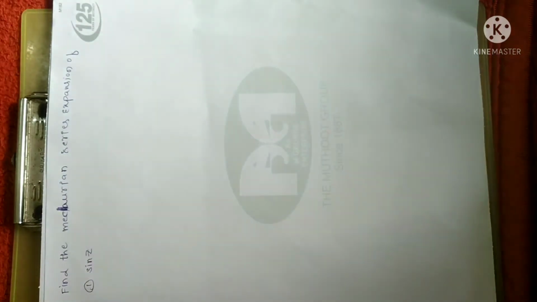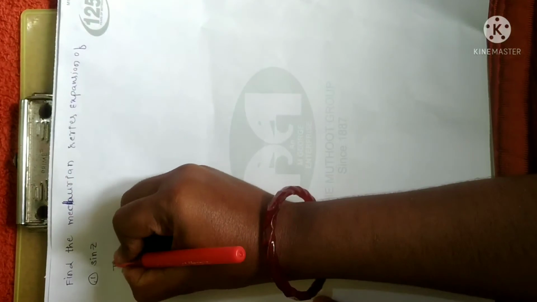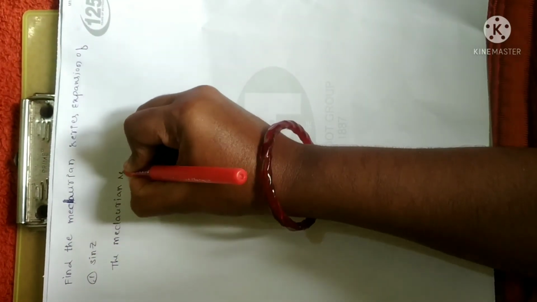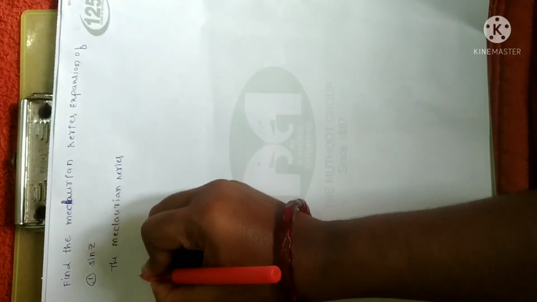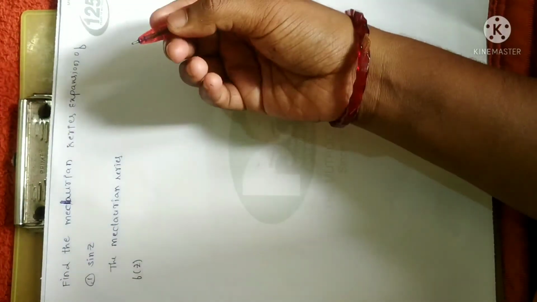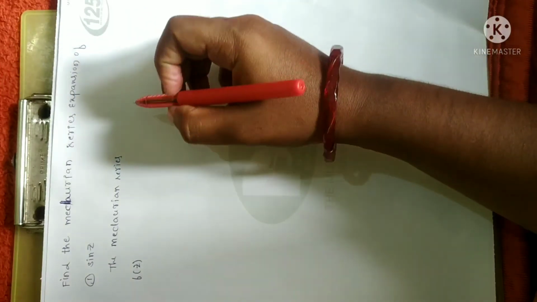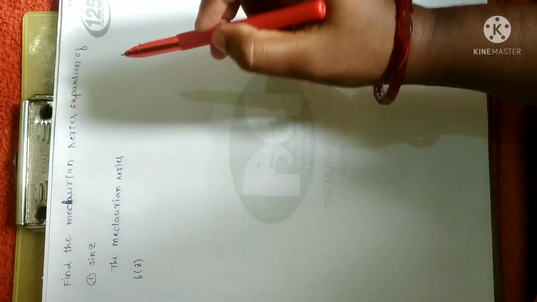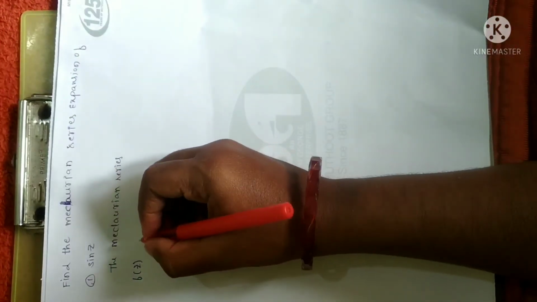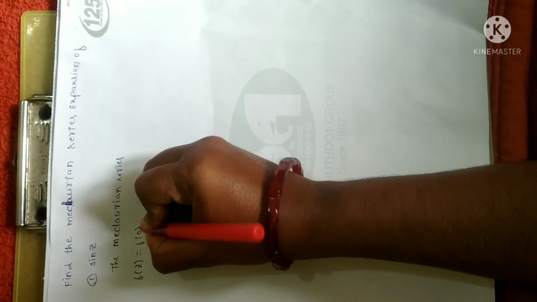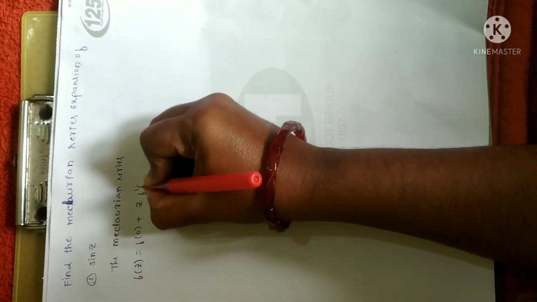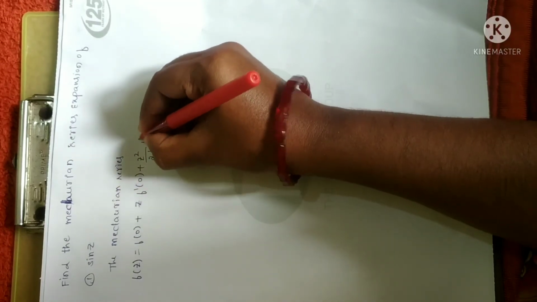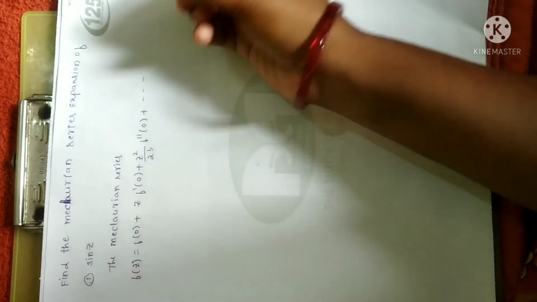Now let us consider the Maclaurin series. Maclaurin series is given by replacing z naught with 0 in the Taylor series. If you want, you can write the Taylor series separately, and wherever z naught is there, you just put 0. So f of z is equal to f of 0 plus z into f dash of 0 plus z square by 2 factorial into f double dash of 0 plus so on. So this is the required Maclaurin series.